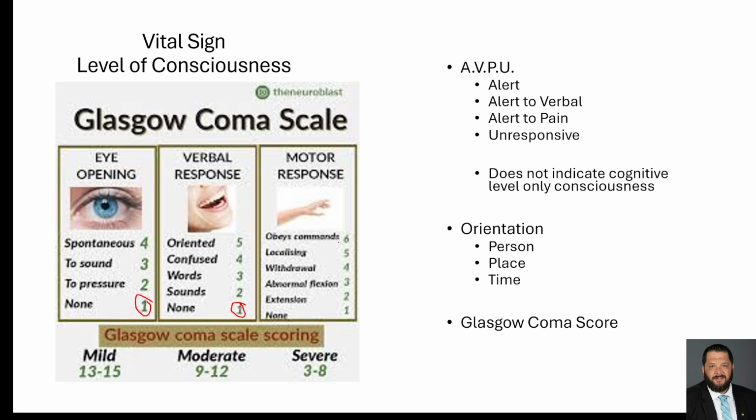Abnormal flexion is decorticate posturing, and we'll talk more about that in trauma. But it's a global body positioning where the hands and the feet are curled inward toward the body. That would be worth 3 points. If it was abnormal extension or decerebrate posturing, that would be worth 2 points. And if they have no motor movement, that's worth 1 point.